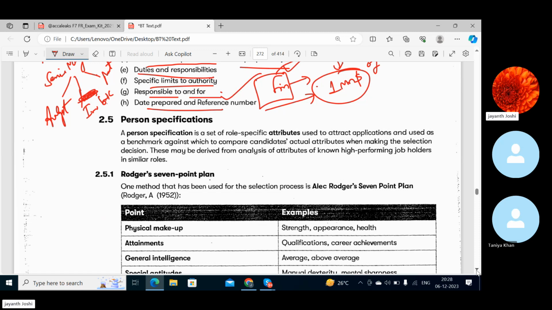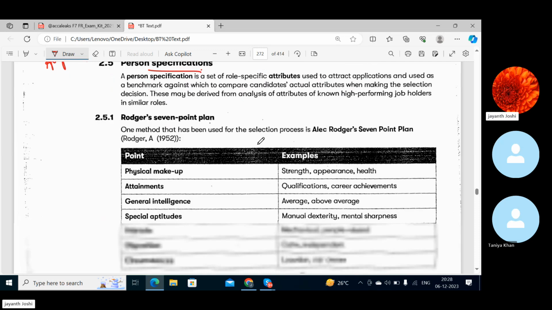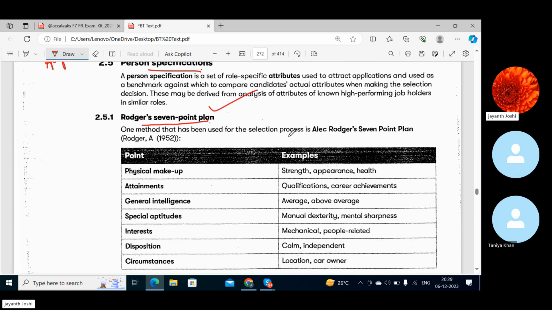So all these are the specifications or job description you will be seeing when you will be applying for a particular job. Person specifications, that means what kind of attributes or qualities you should be having, right? Apart from the skills. Okay. Rogers 7-point plan. One method that has been used for the selection process is Alec Rogers 7-point plan. What is this Alec Rogers 7-point plan given in the year 1952?